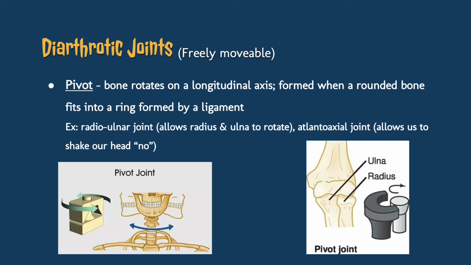Another example of a pivot joint is a radio-ulnar joint. So our radius and our ulna, remember those are those two bones in our forearm that can kind of rotate around each other. If you're in anatomical position, they're on one side of the arm, and if you turn your arm back around, the bones have kind of crossed over each other. So that is another type of a pivot joint. It's right where the radius and the ulna meet in your elbow.